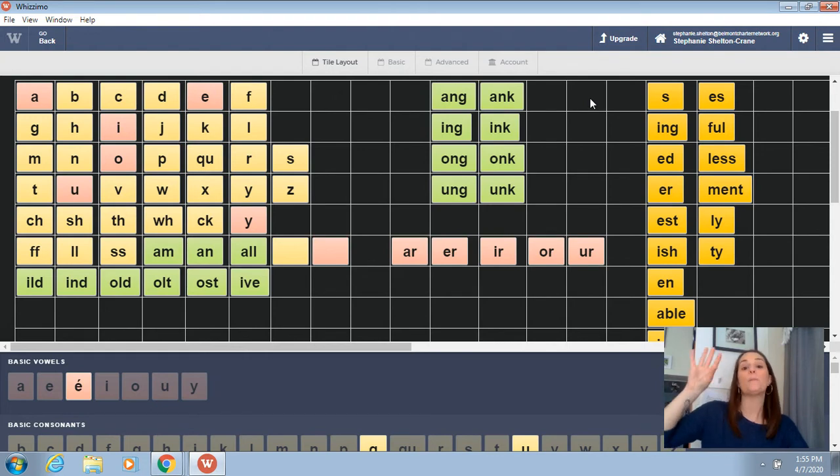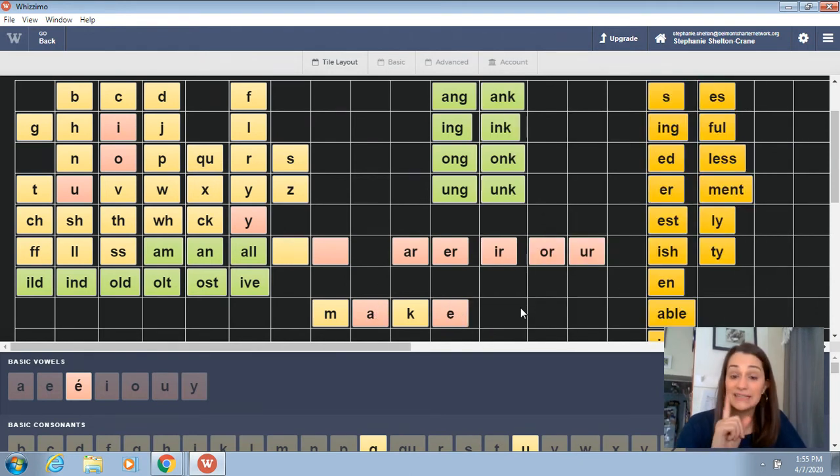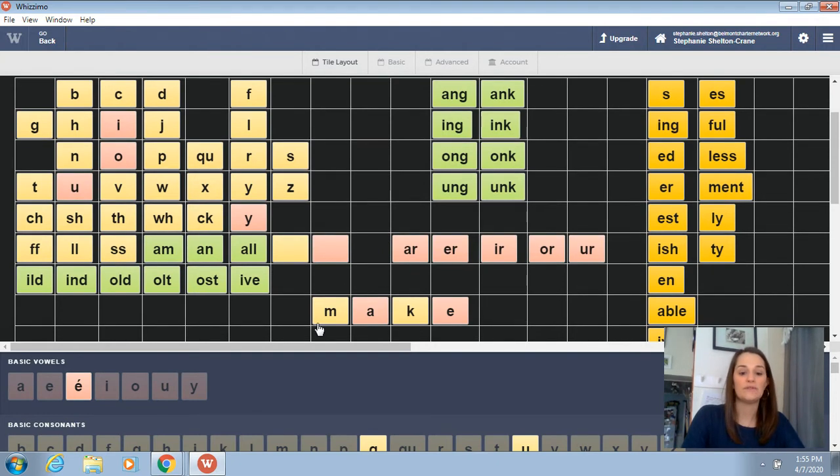Make. So we have a, and we're going to make sure we have our E at the end because that E is telling that A to say its name. Say your long sound, A, okay? So we have the word make. What's the word? Excellent.